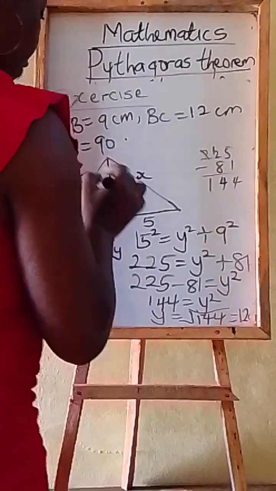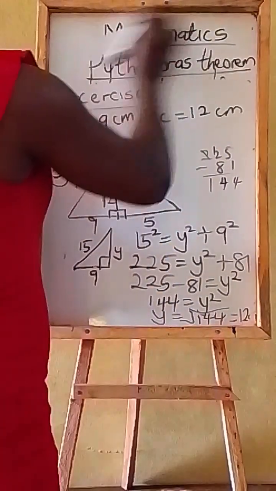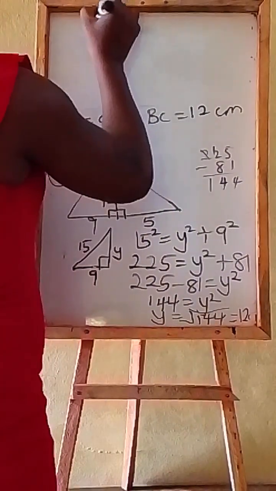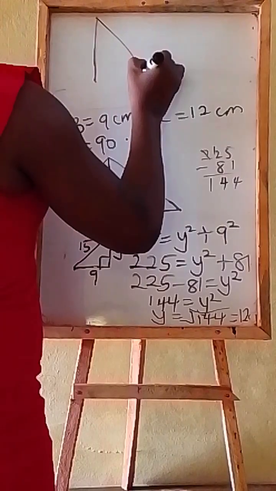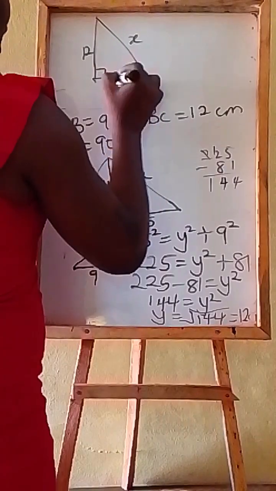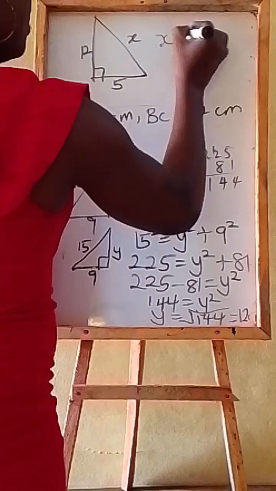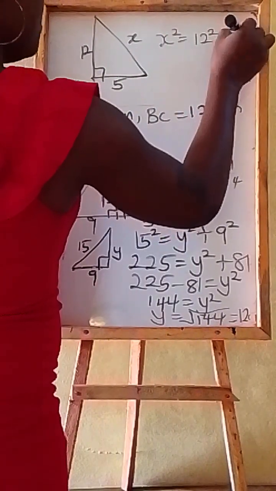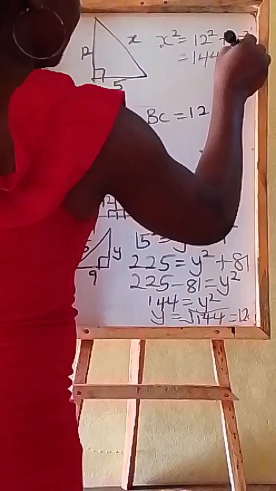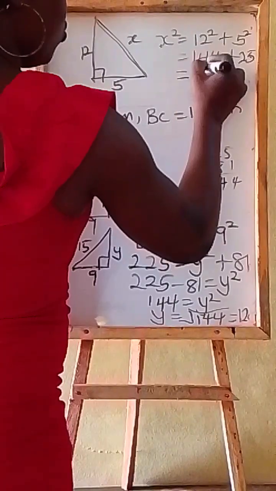After you've gotten your value to be 12, the next thing to do is draw your right angle. We have 12, we have x, we have 5. So what do we do? The longest side is x. So we have x squared equals 12 squared plus 5 squared, so we have 144 plus 25, which equals 169.